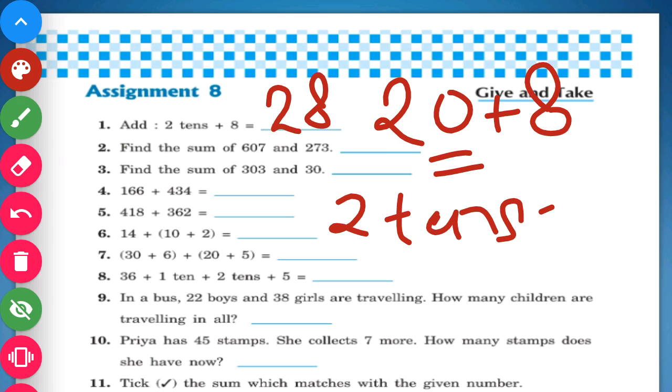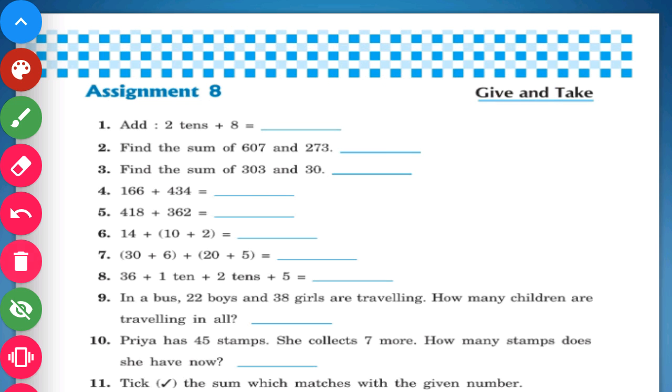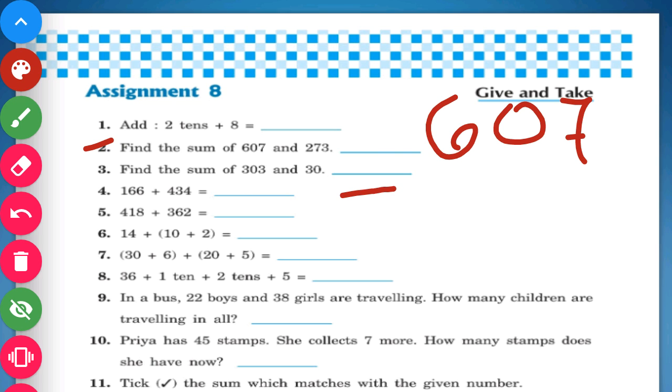Okay kids. Let us move toward question number 2. Read the question. Find the sum of 607 and 273. So 607 plus 273.